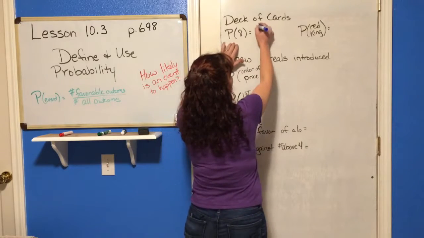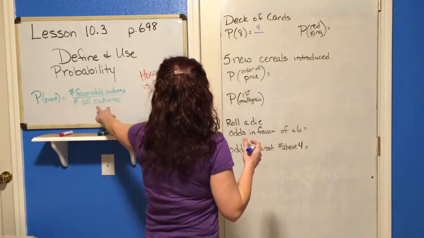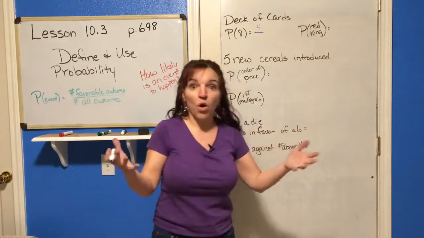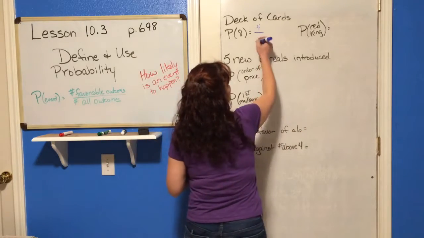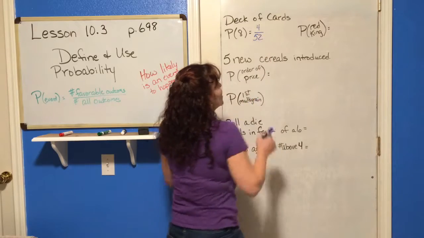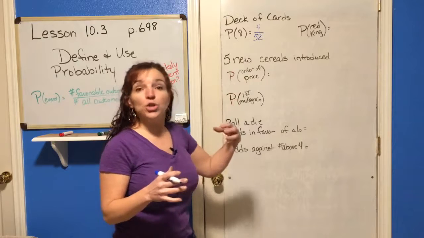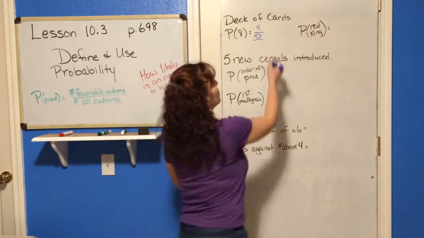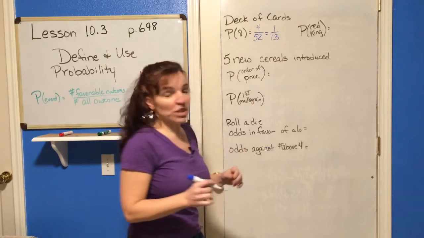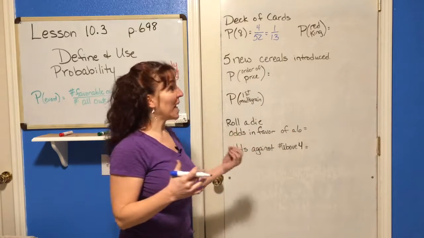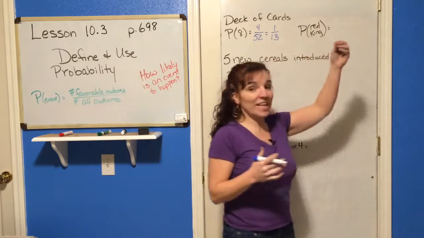So you've got four possible favorable outcomes out of how many outcomes are in the whole deck? Well, there's 52 cards in the whole deck. So 4 out of 52 is the probability that you're going to draw an 8 just at random. And then you would, just like a fraction, reduce that down. So that's going to be a 1 out of 13, 1 out of 13 chance that you're going to draw an 8.